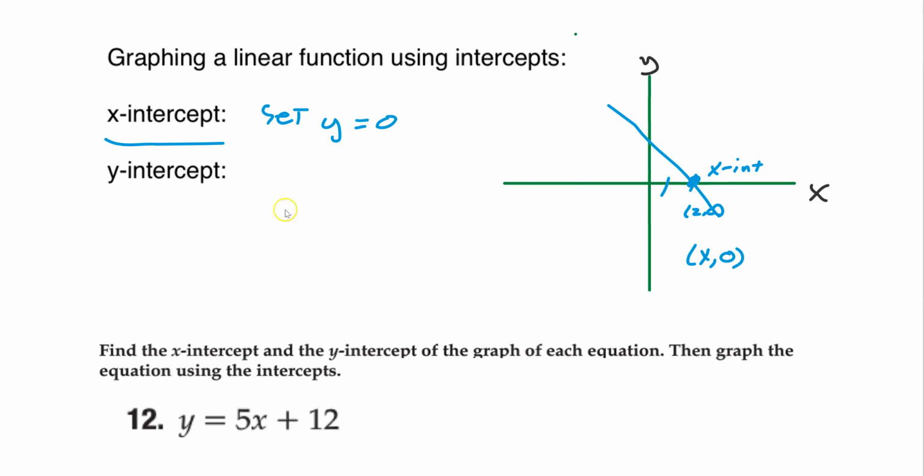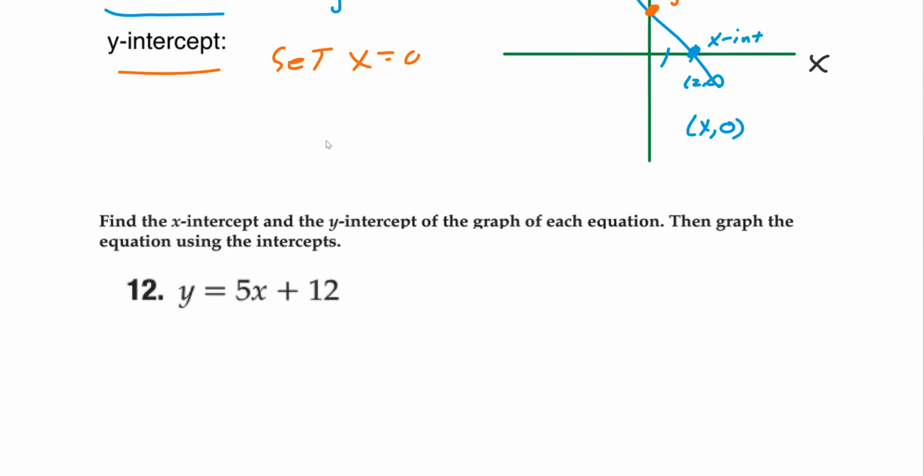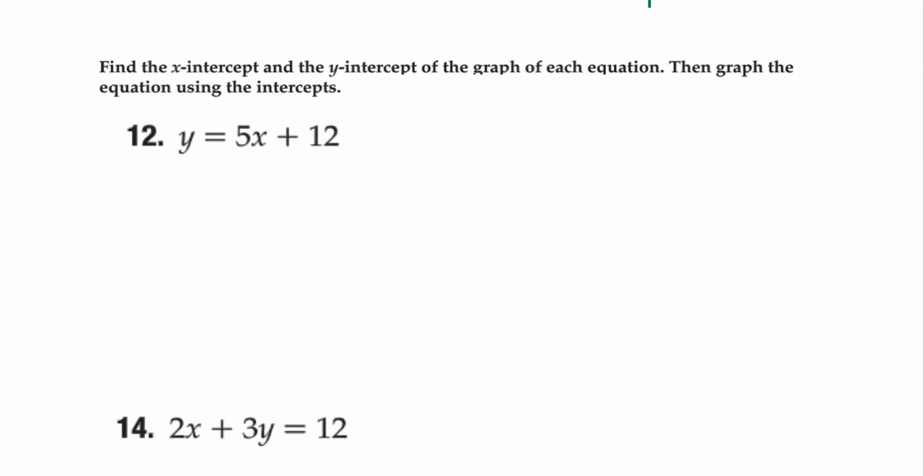Likewise, if you're trying to find the y-intercept, right here, where you cross the y-axis, if you look at that point there, it's going to be some y value, but x is 0. You haven't moved, so it'll be 0, y. So if you want to find the y-intercept, you just set x equal to 0. So it's just the opposite. You want the y-intercept, set x equal to 0. You want the x-intercept, set y equal to 0. That's all it is. So let's do it here.